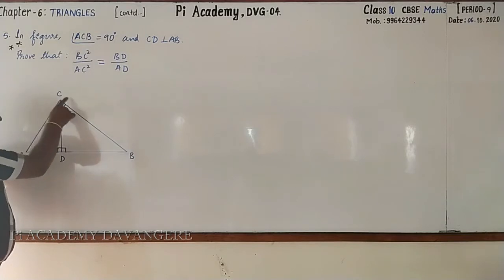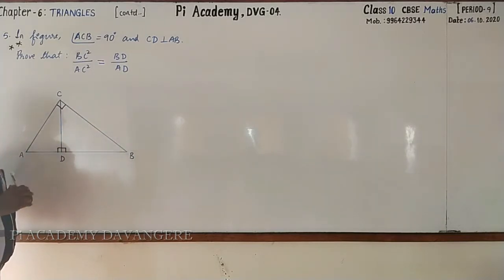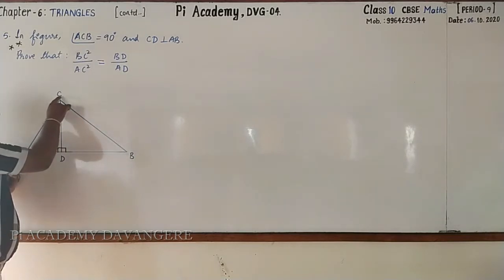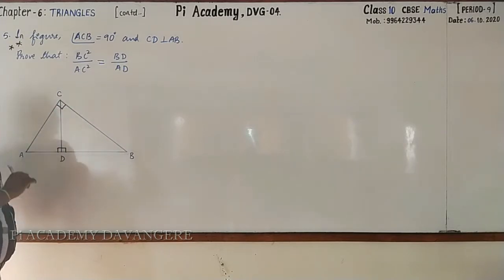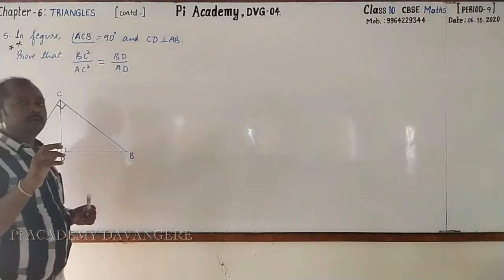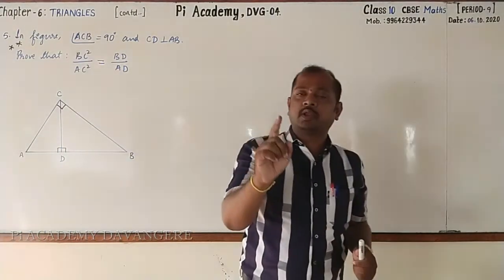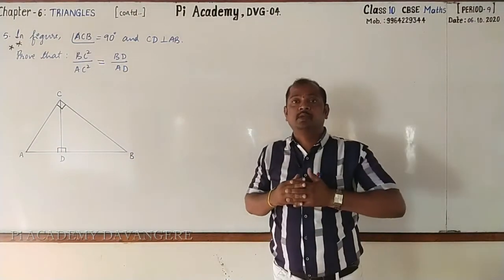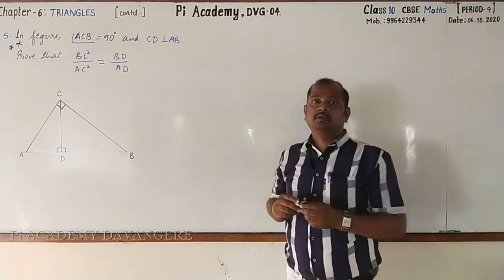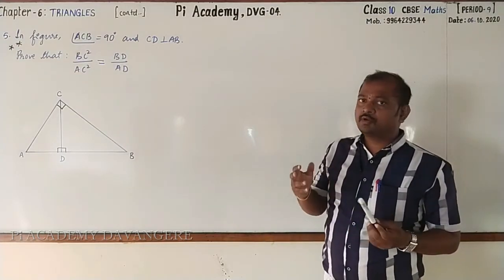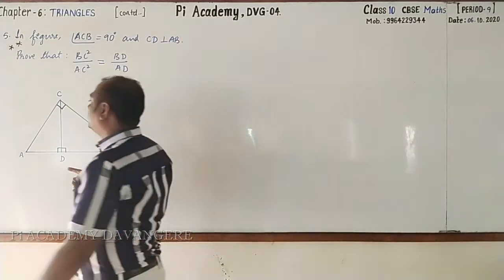Here ACB is a right angle triangle. See that? From the vertex we have drawn a perpendicular. Immediately you can recall one of the important theorems we came across before, the Pythagoras theorem. Can you recall it? Yes, it is.